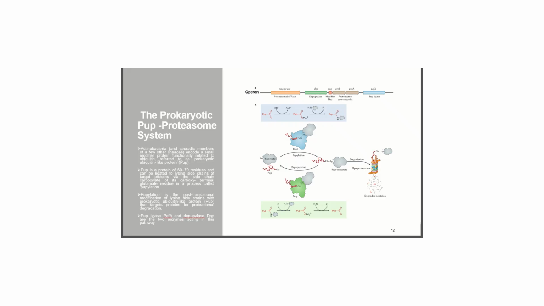the prokaryotic Pup proteasome system. And this involves two enzymes, which are PafA and Dop depupylase enzyme. These act differently in this process for degradation of the proteins that are non-functional within the prokaryotic cell.